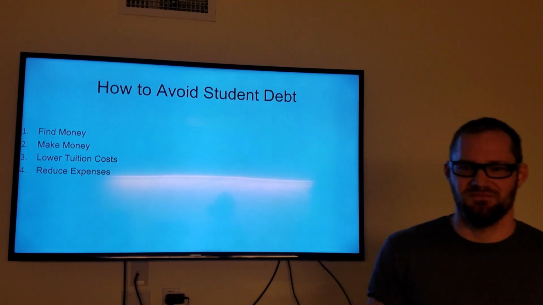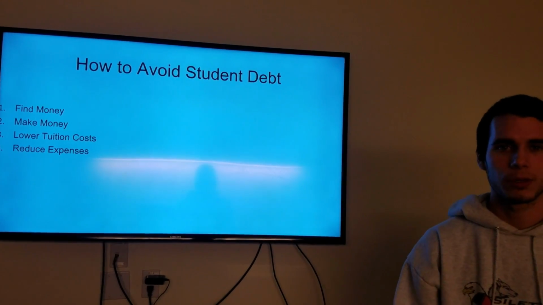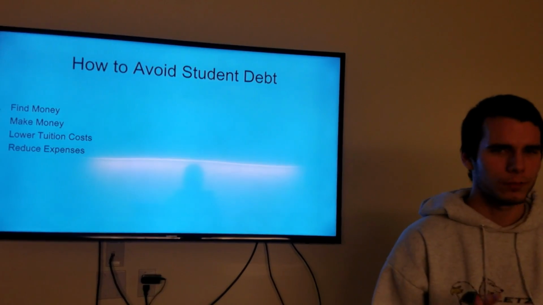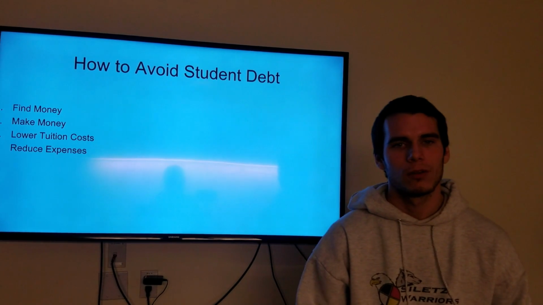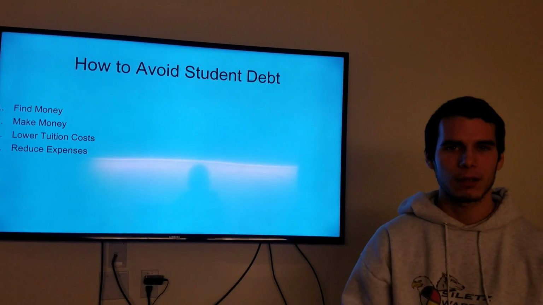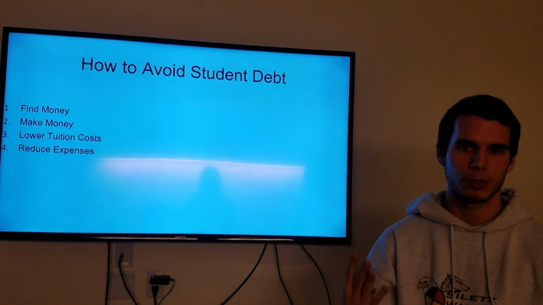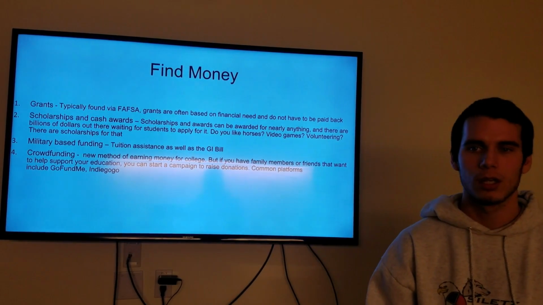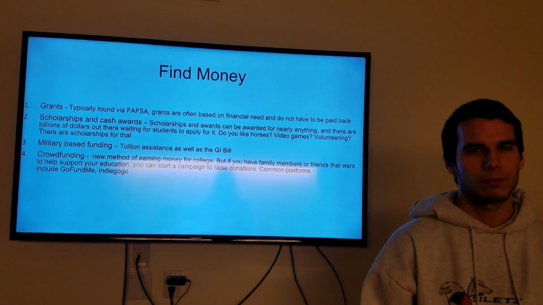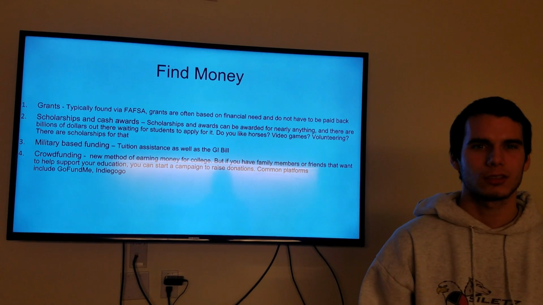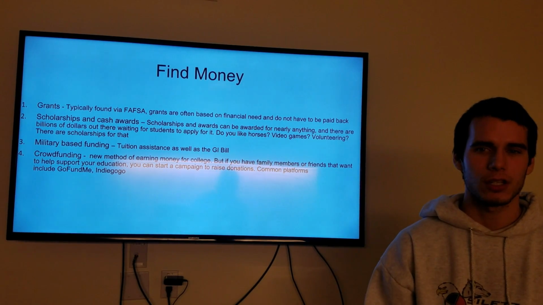Please welcome James. Hello, my name is James, and today we're going to talk about how to avoid student debt. There's 4 main topics I'm going to suggest. First, you can find money, make money, lower your tuition costs, and reduce your expenses. Next slide, please. Starting off with finding money, there's 4 aspects of this as well: grants, scholarships, military-based funding, and crowdfunding.